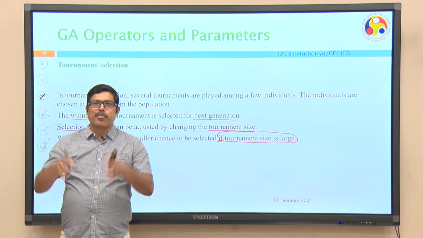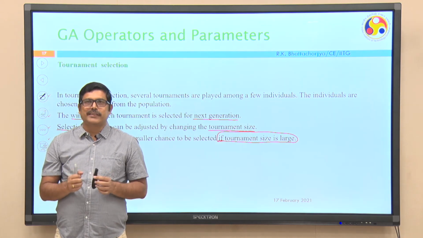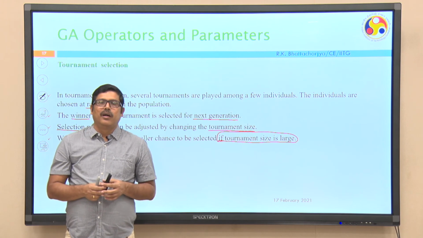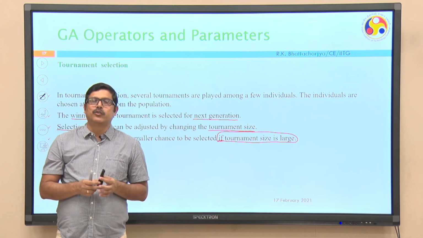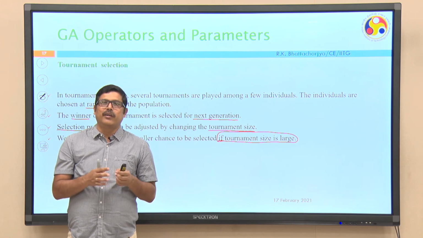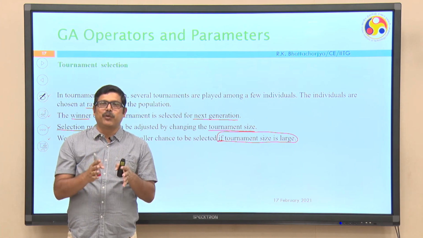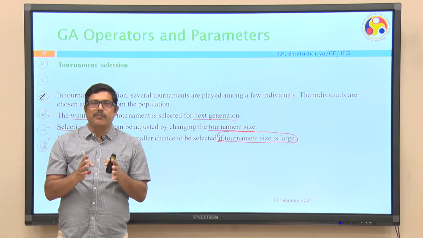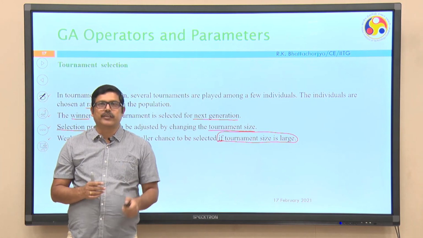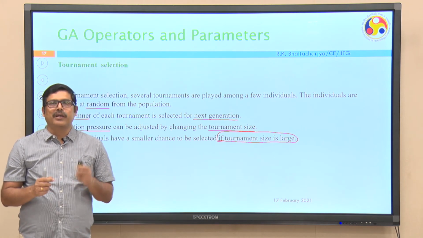Then what I will do? I will have a different tournament. So, next time I will select another group and they will also go for the tournament and the winner one will be selected. So, that way all the members of this population will play a tournament and the winner of that tournament will go to the next generation. So, this is the idea of tournament selection.